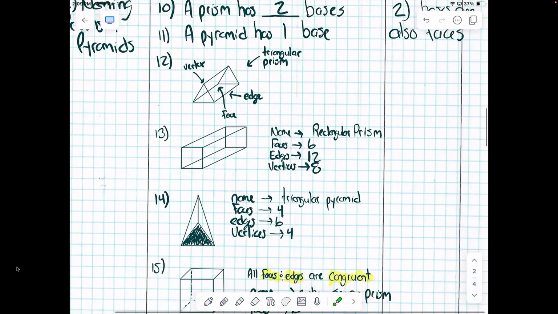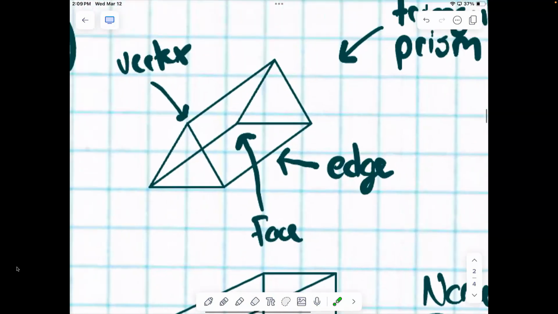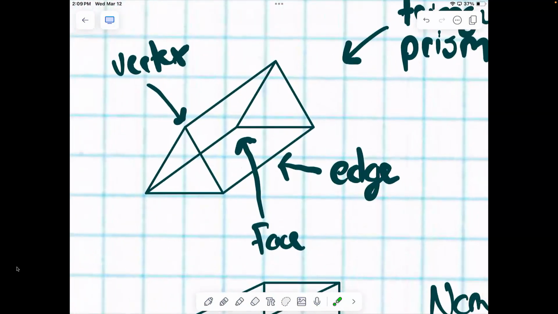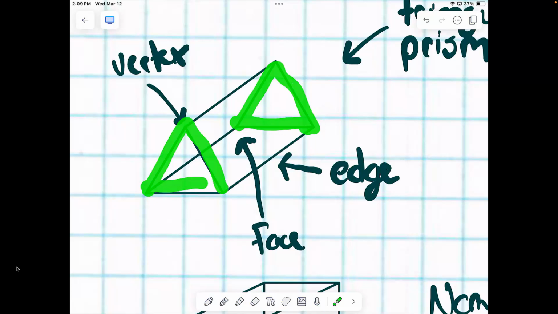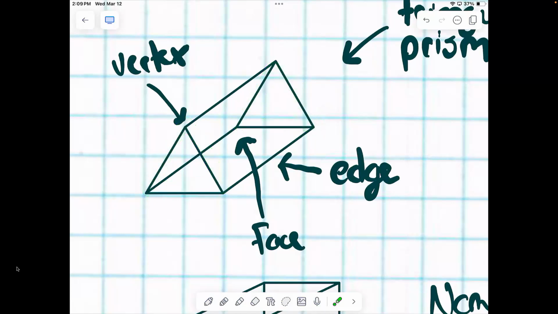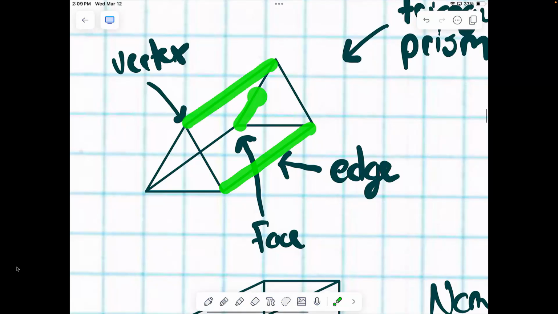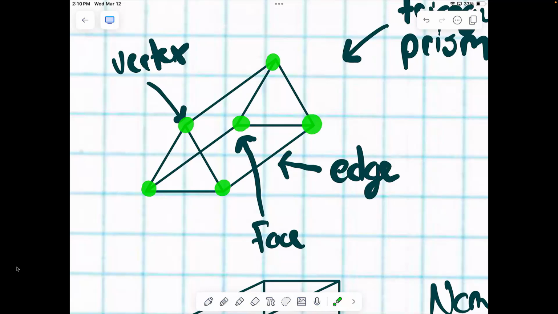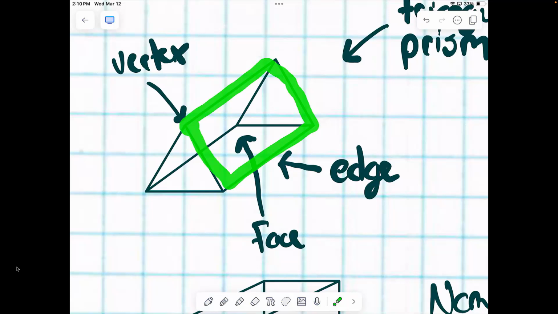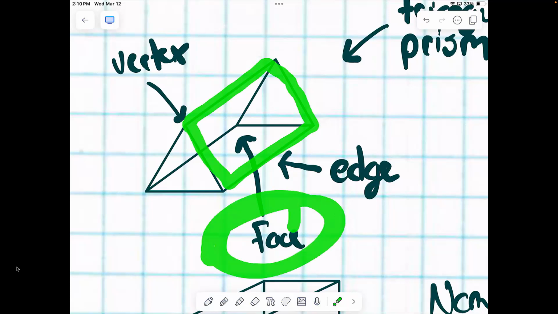Here we go. Is this a prism or is it a pyramid? Prism. Because it has how many bases? Would those be two bases? Are they opposite, parallel, and congruent? What's this called? What are all of these called? Vertices, right? And then each flat shape that makes up a 3D shape is called a base.